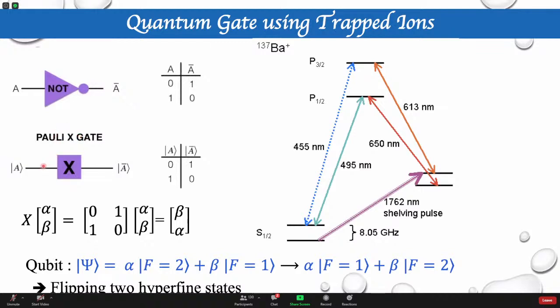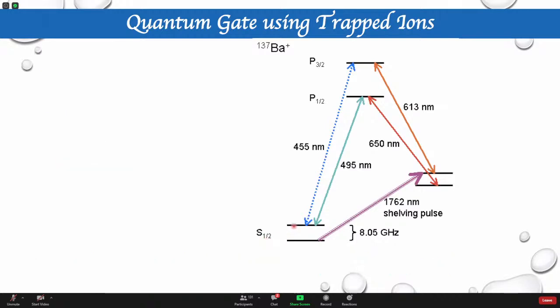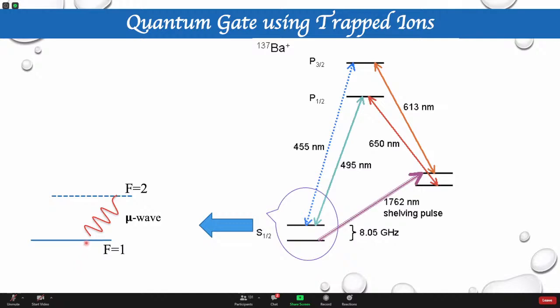This idea can be exploited in the quantum case by the Pauli gate, where you use a Pauli X matrix, and alpha goes to beta, beta goes to alpha. So if you use that qubit, alpha F2 plus beta F1, what you want from this NOT gate or Pauli X gate is to flip this state. This is possible easily if you shine microwave light between these two register states. The atoms at F equal to 1 can go to F equal to 2, and atoms at F equal to 2 will come to F equal to 1, so over time you will have a flipping of the two.